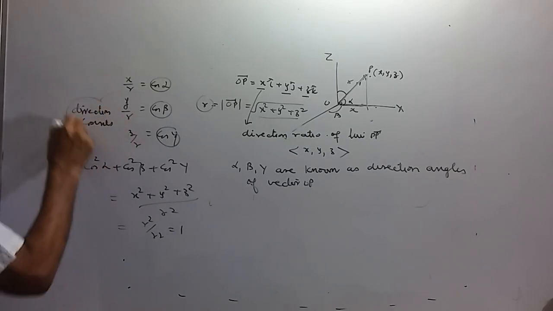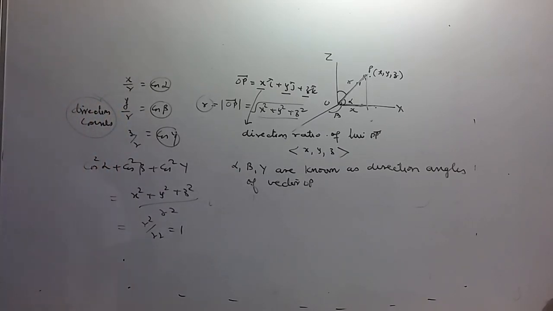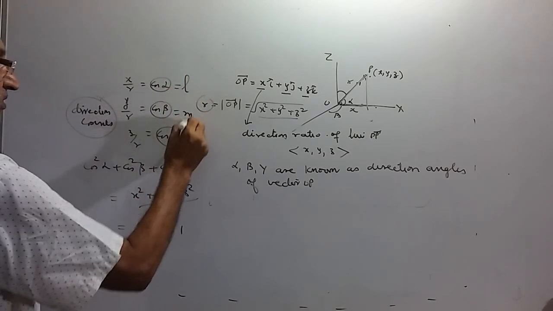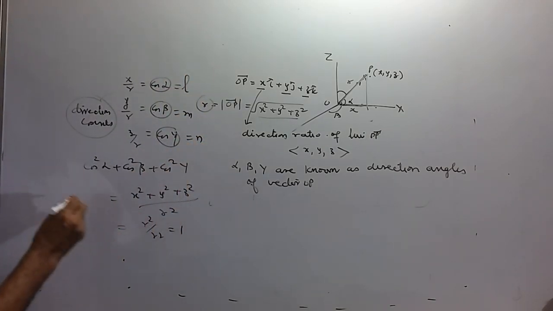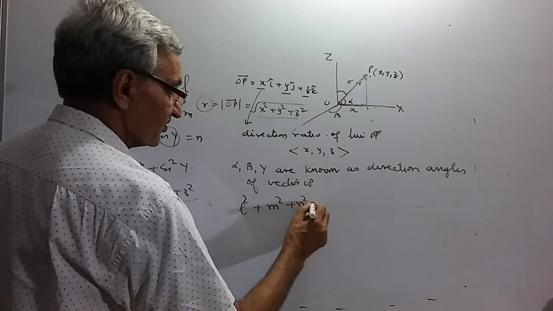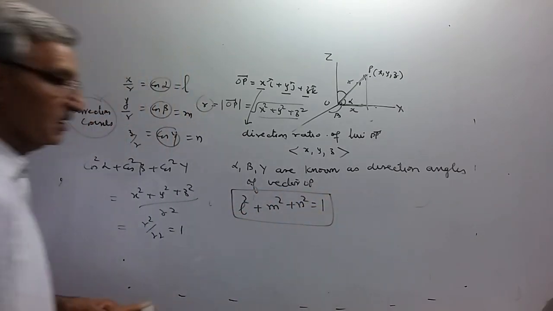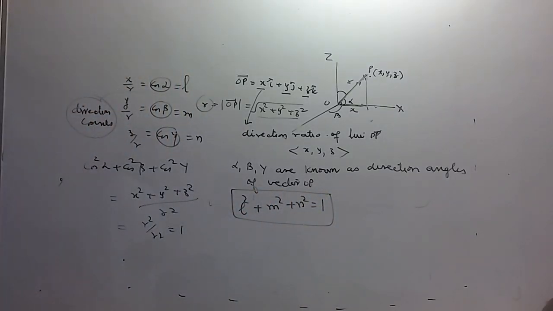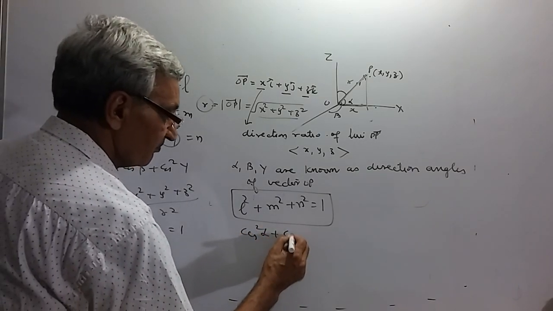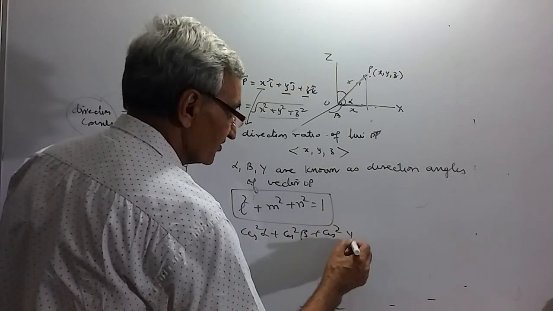These direction cosines determine the direction of the line. If I name them, I usually name them l, m, n. Then we say l square plus m square plus n square is equal to 1. The sum of the squares of the direction cosines is equal to 1, meaning cos square alpha plus cos square beta plus cos square gamma is equal to 1.